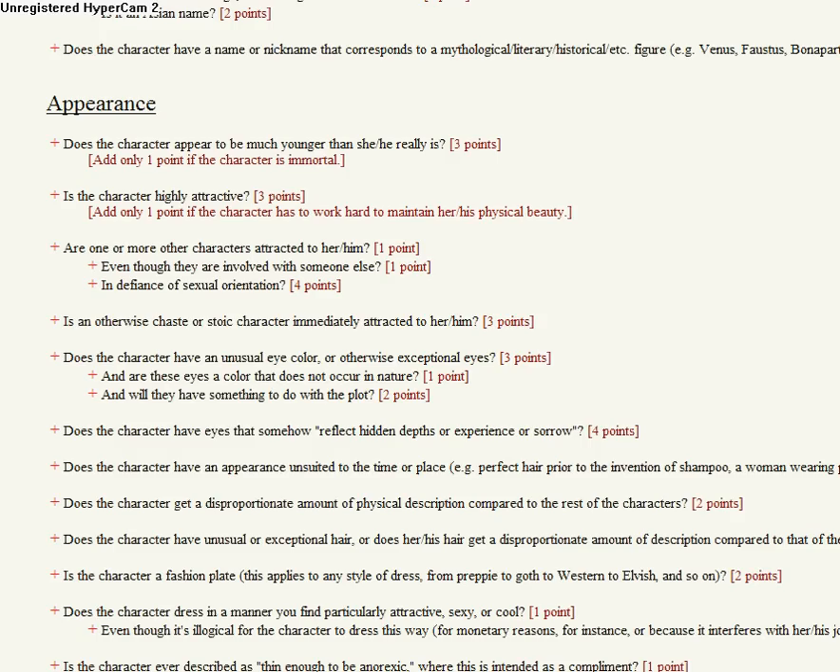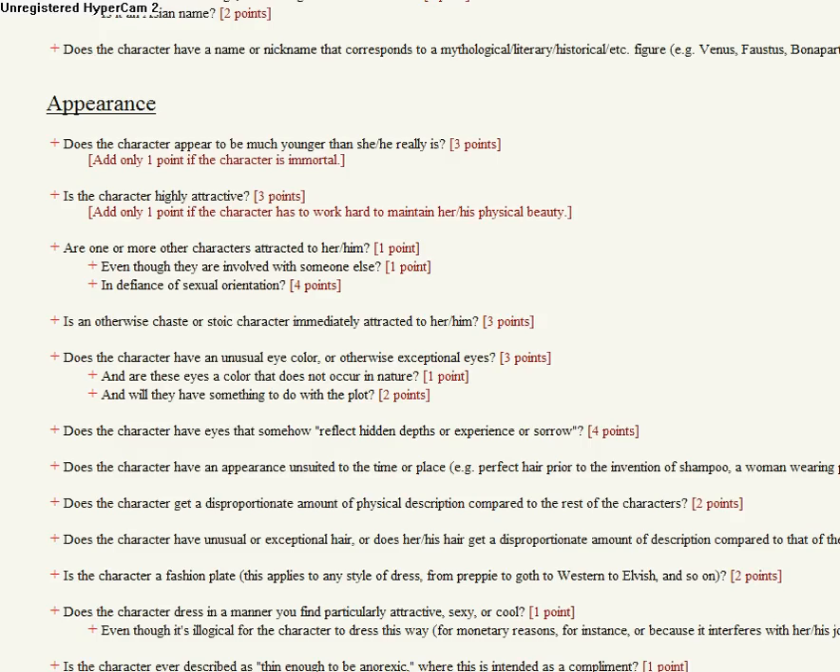Is a character a fashion template? This applies to any type of dress, from preppy to goth to western to elvish to whatever. Plus 2. Is the character dressed in a manner that you find particularly attractive, sexy, or cool? Plus 1 point. That's the worst "cool" I have ever said. I should have said cool or excellent, or something like that. Even though it's illogical for the character to dress this way for monetary reasons or other reasons, because it interferes with their job and they get fired.